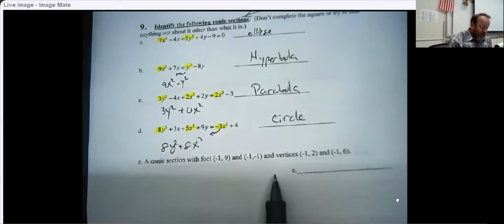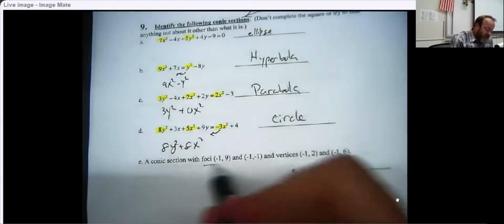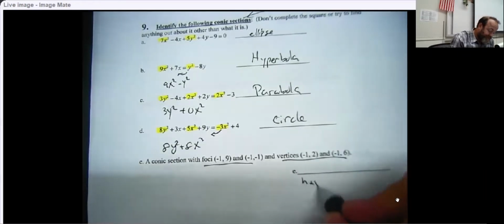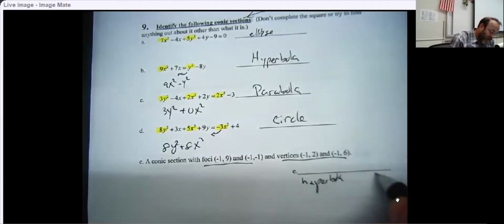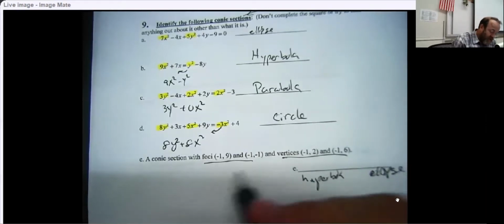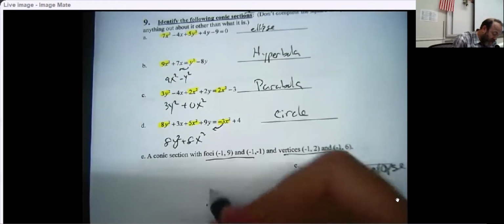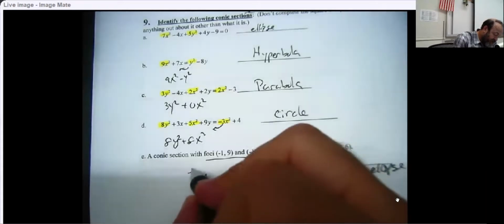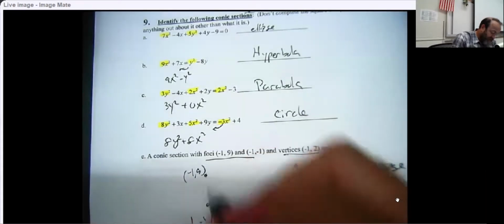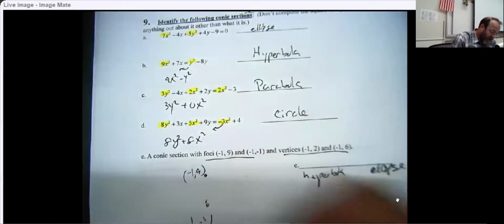Now, this one's kind of weird. As soon as you know that it's got 2 foci and 2 vertices, it's either going to be the hyperbola or it's going to be the ellipse. We just need to figure out which one is which. And so let's see what happens. Now, it says that the foci are at -1, 9, and -1, -1. So I know it's something that's lined up and down, either an ellipse or a hyperbola.